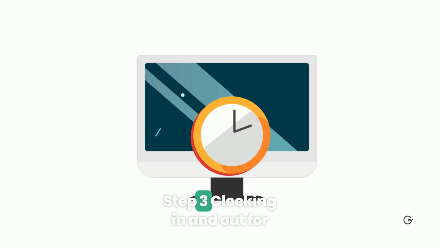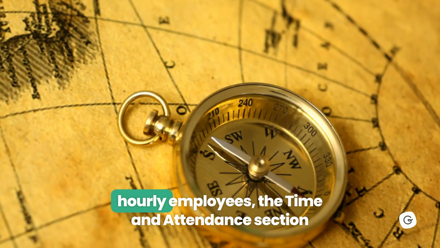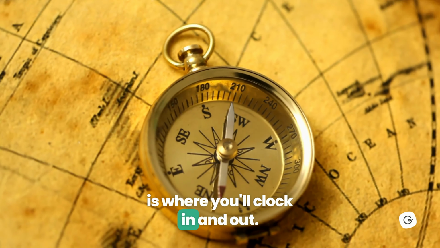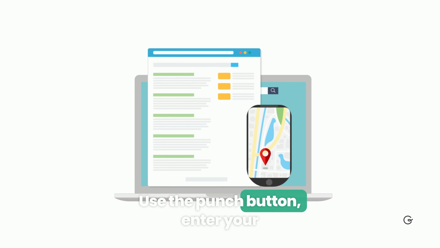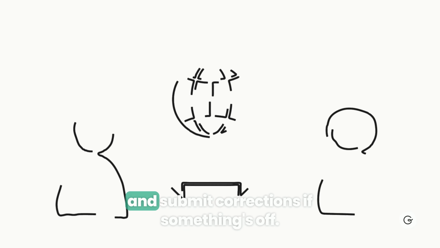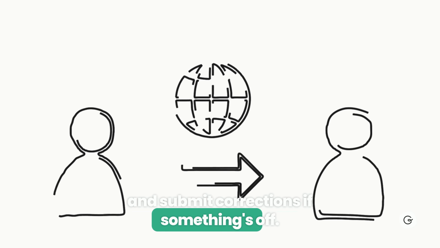Step 3. Clocking in and out for hourly employees. The time and attendance section is where you'll clock in and out. Use the punch button, enter your location if required, and confirm. You can also view your timesheet and submit corrections if something's off.